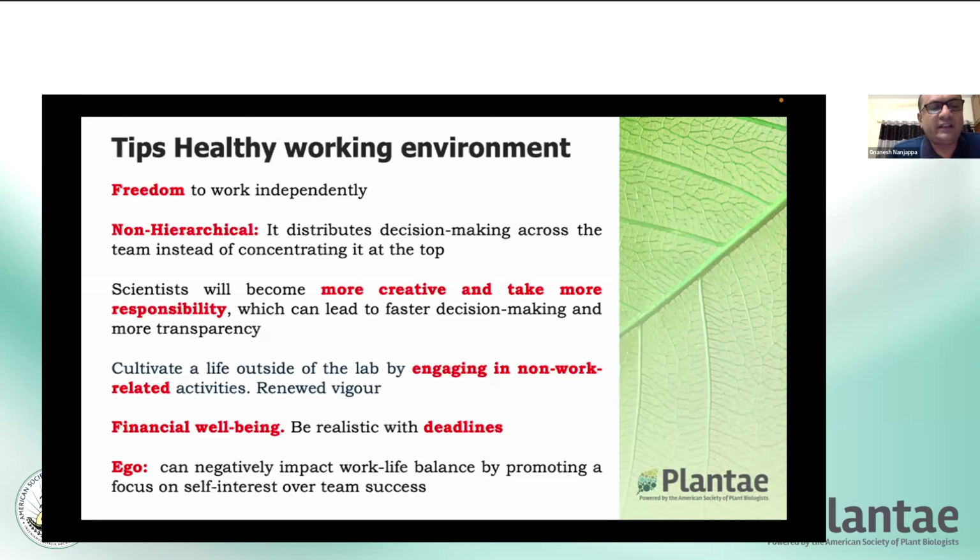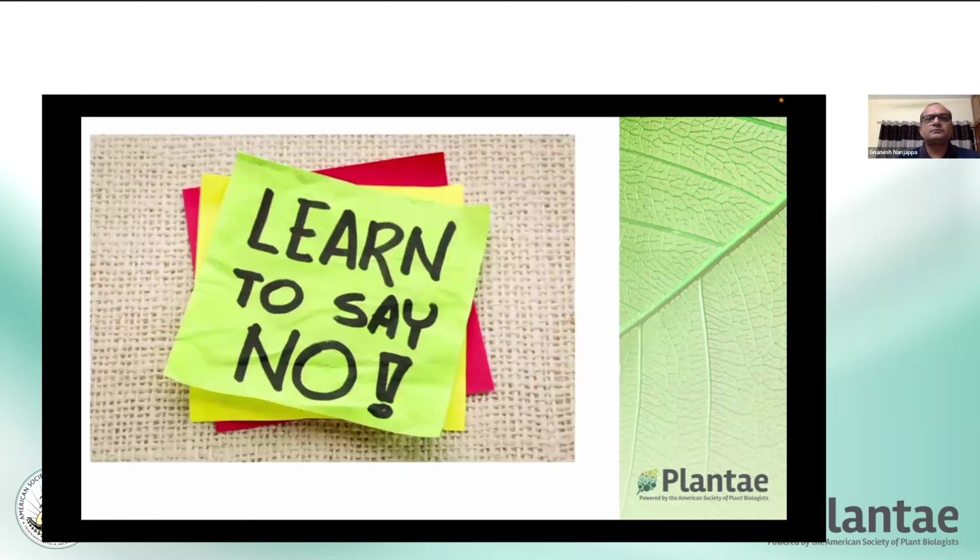And one more important thing nowadays we find among the scientists: ego. This can negatively impact work-life balance by promoting a focus on self-interest over the team's success. This is very important when you are a leader or head of the lab or in a higher position. To create a very good work balance in the office, it's always essential to leave your ego outside, be with them, and see the success in them as the success in you. This is very, very important.